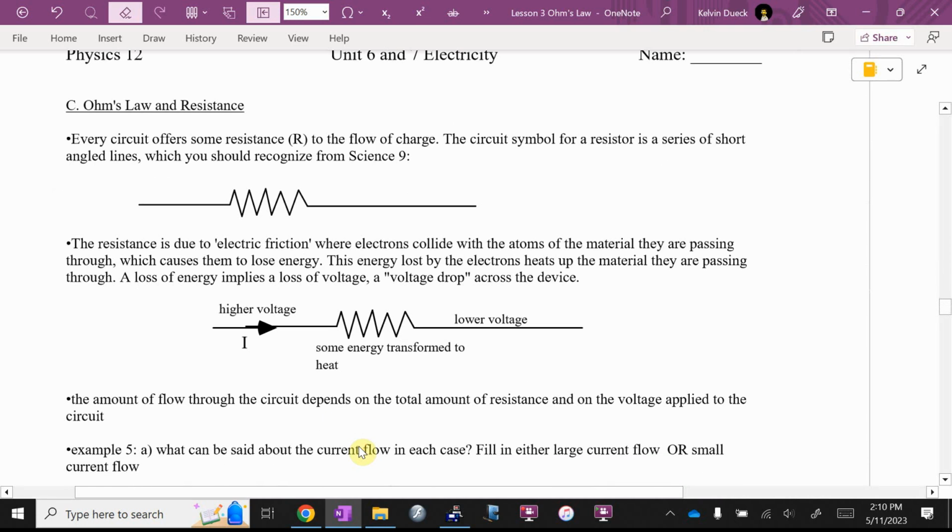This is also why a good word for voltage is potential. What we say then is charges flow from a high potential to a low potential, from a higher voltage to a lower voltage.